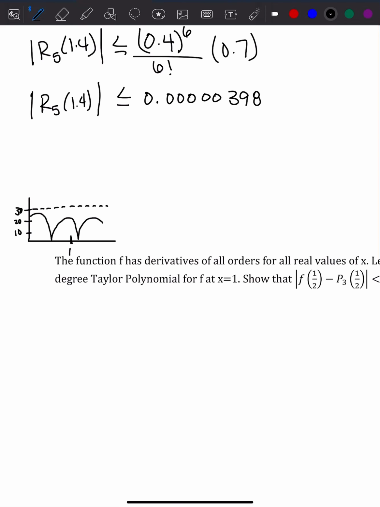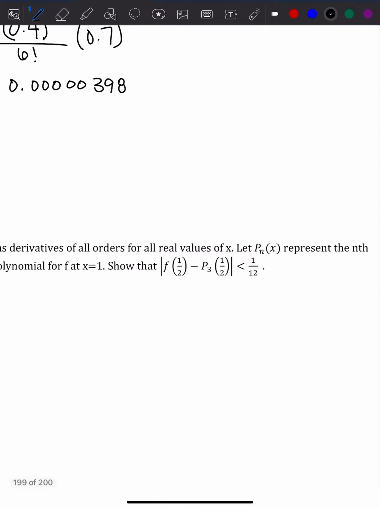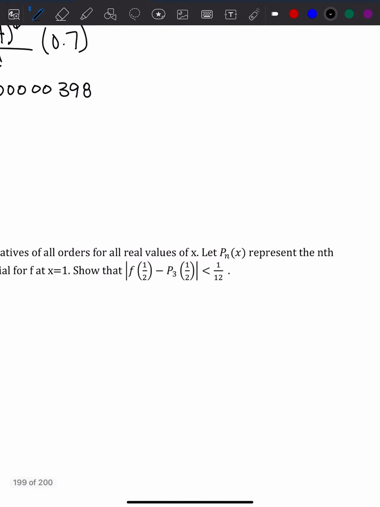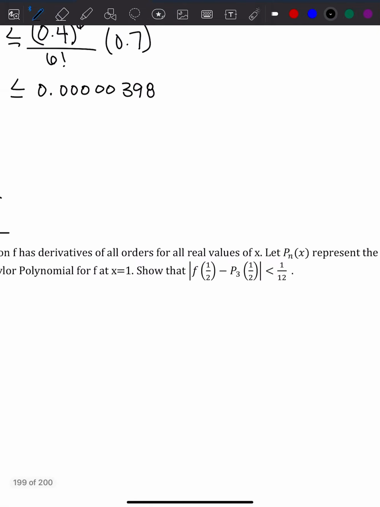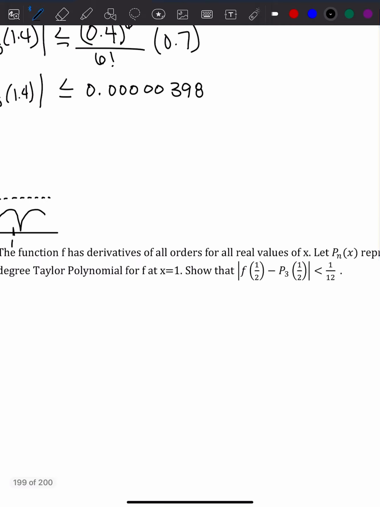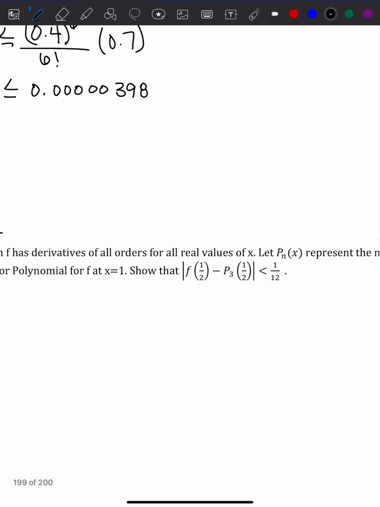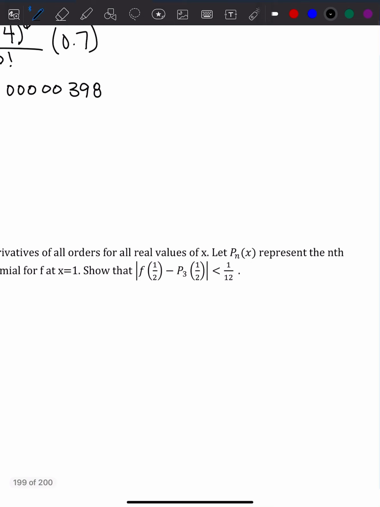So the function f has derivatives of all orders for all real values of x. Let p sub n of x represent the nth degree Taylor polynomial for f at x equals 1. Show that the absolute value of f of 1/2 minus p sub 3 of 1/2 is less than 1/12.